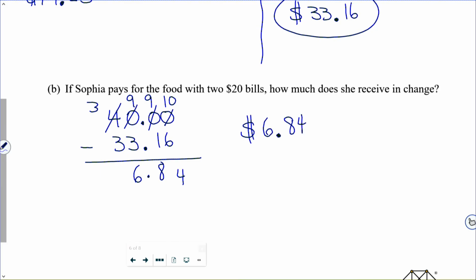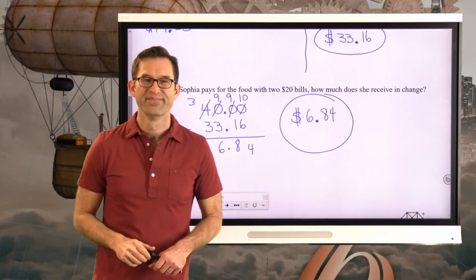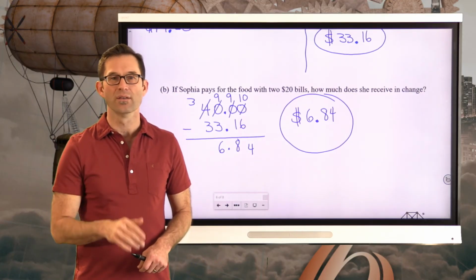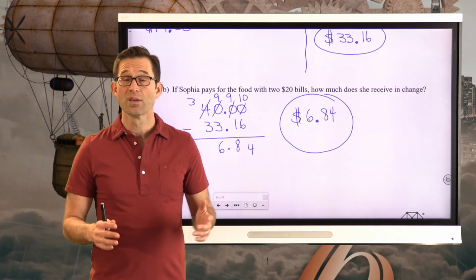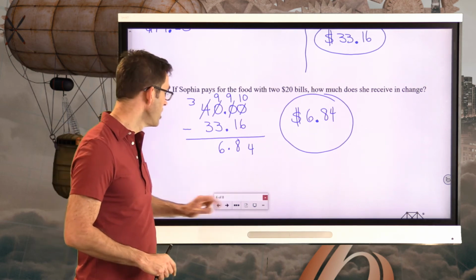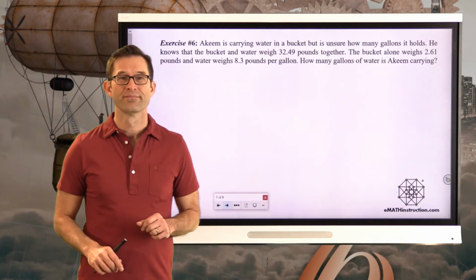And so she gets $6.84 back. All right, making some change, that's all this is. Okay, let's keep moving on. Let's see what else we have in store for us in our last problem.